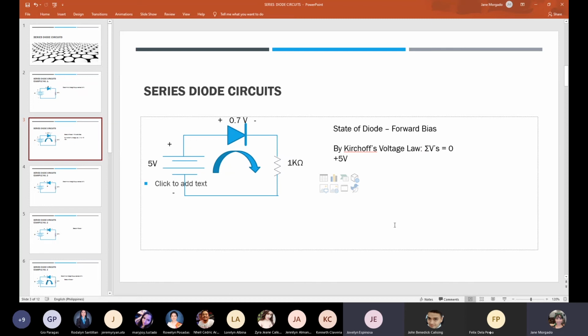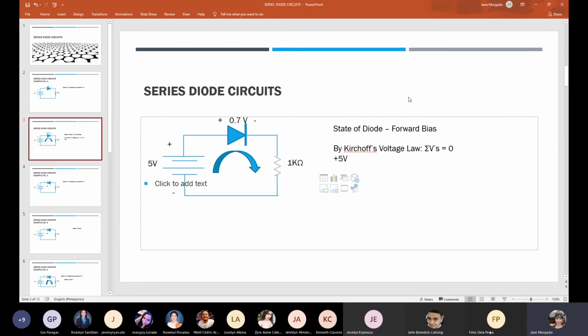So parang switch yan, switch ng ilaw. So pag forward bias, naka-on yung ilaw. Pag reverse bias, dapat off yung ilaw. So, it's like that. Okay? So, the diode here is acting like a switch. But it will be conducting if it is in forward bias. Okay? Pag forward bias siya, you have a voltage drop across the silicon diode equal to 0.7 volts.